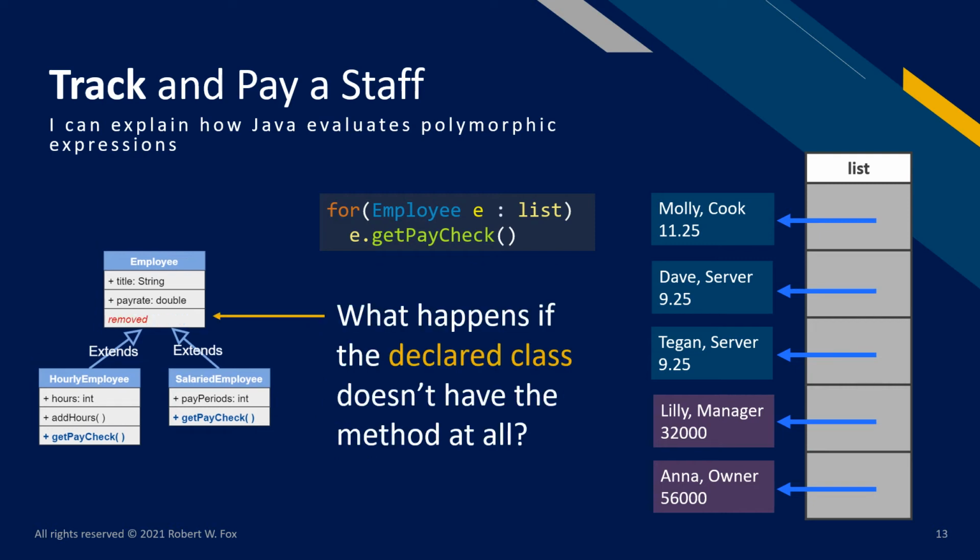In the previous example, each of the three classes had their own versions of the getPaycheck method. We saw it in the employee superclass, which was the declared class, but then hourly employee and salaried employee overrode it with their own versions. So what would happen if we actually removed the getPaycheck method from the employee class? Now, hourly employee and salaried employee still have it, but how is Java going to respond to this?